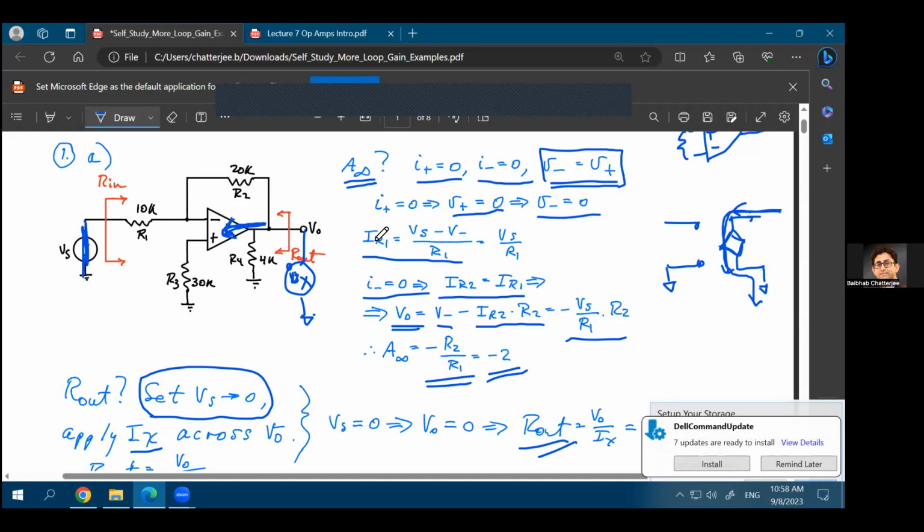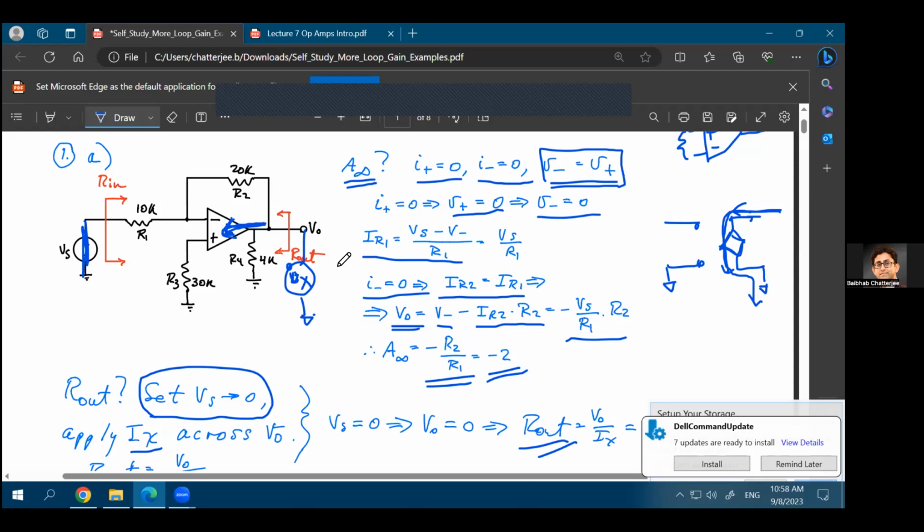We had a dependent source. Will that change things? In this case, it won't, because at the input side, you have this open. So whatever is happening on the left hand side of it will not affect the right hand side. So the current will still flow through this one. All the current will flow through here. So in this case, it won't.